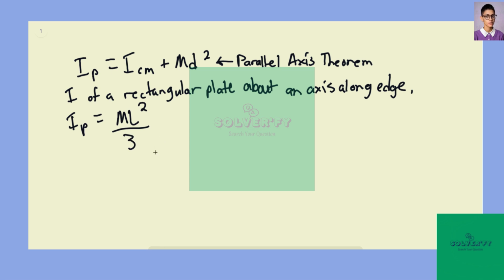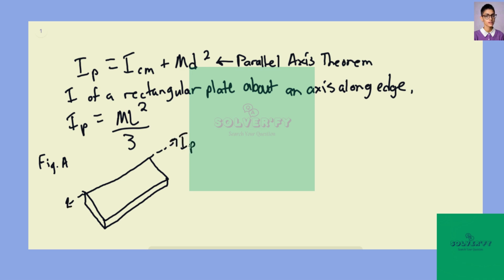And at this point, let's try to draw these figures. So we have figure A for part A, and let's just draw a box. So this axis right here represents moment of inertia P. So this would be I sub P. And at this point, we can label this W, the width, and this is the length.